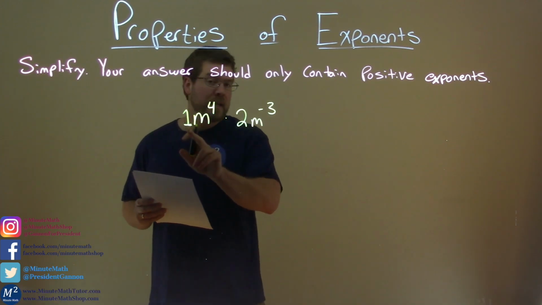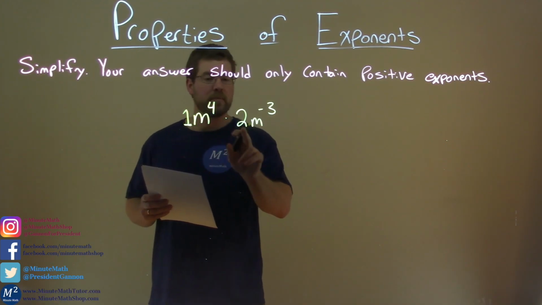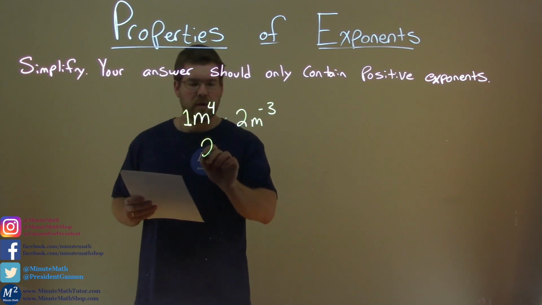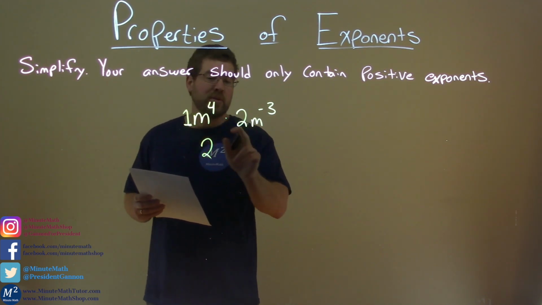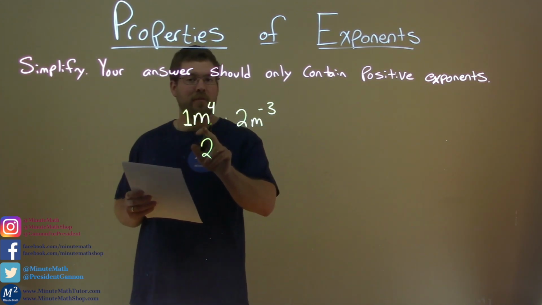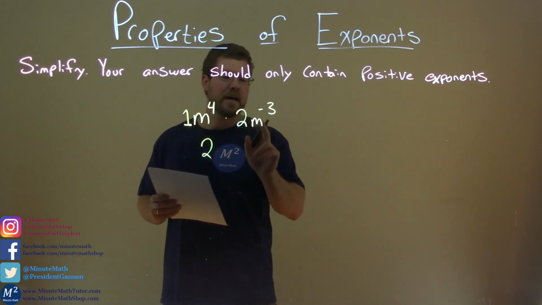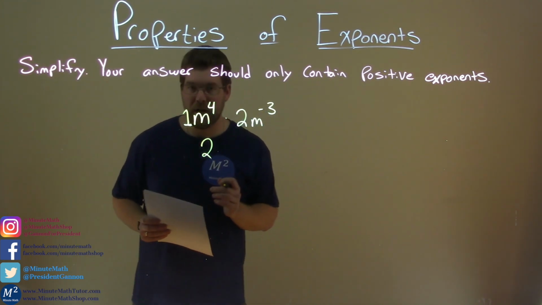And now we need to multiply our coefficients. 1 times 2 is 2. So that just comes up front, and we're done with the coefficients. Now we have the variables: m to the fourth times m to the negative third power.